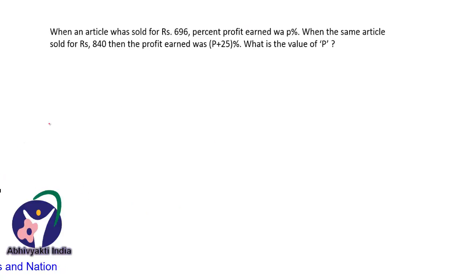Here is another question. When an article was sold for rupees 696, the percent profit earned was P%. When the same article was sold for rupees 840, then the profit earned was P plus 25%. What is the value of P?